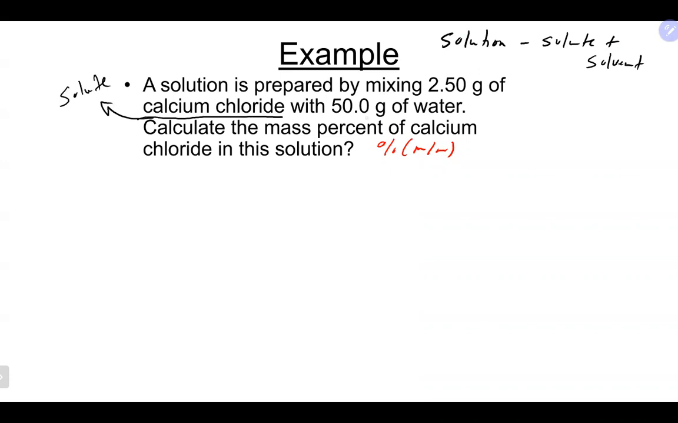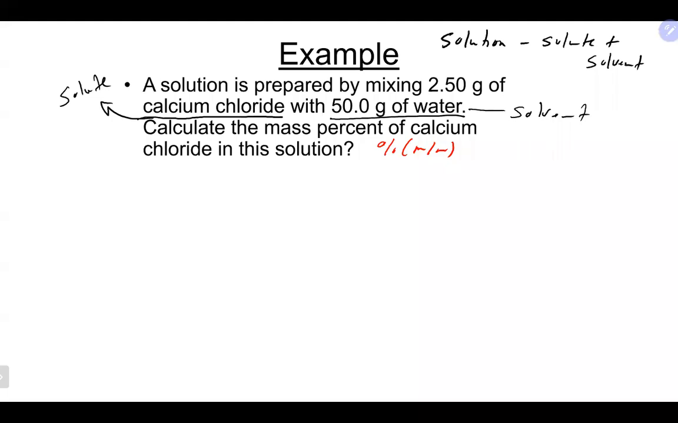Yes, our calcium chloride is our solute, and 50 grams of water here would be our solvent, right? Which is our larger part of the solution here. By the way, the solute is always the name of the solution. So if you have a potassium chloride solution, it's potassium chloride. So whatever the actual name of the solution is always the solute when you look at it.